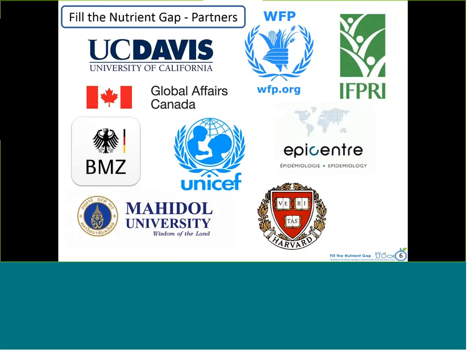On the next slide, we're showing you the partners with whom we have developed the Fill the Nutrient Gap approach, situation analysis and decision making. We have UNICEF, IFPRI, Episant in Paris, Harvard University, Mahidol University, as well as University of California, Davis. And on this slide we're showing you two key donors: Global Affairs Canada, who really stood at the basis of the development of the approach, and BMZ from Germany, who's really key in providing us maintenance funds now and for another 1 or 2 years. And there are actually many more donors, as countries fund the analysis in their own country. So in different countries, different donors help to support that the analysis can be conducted.